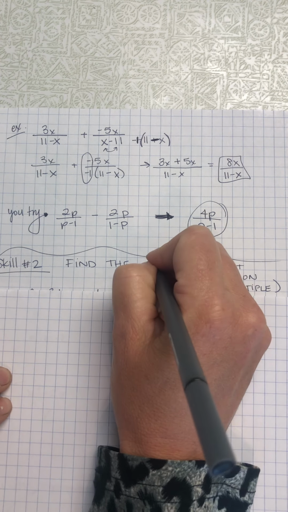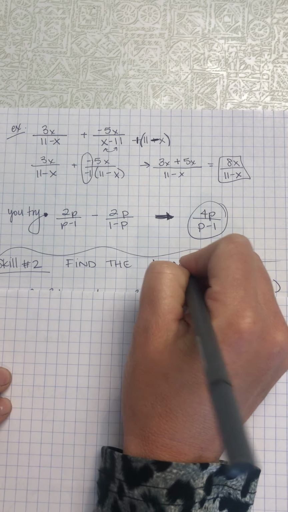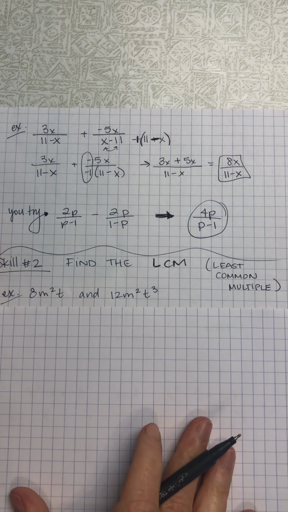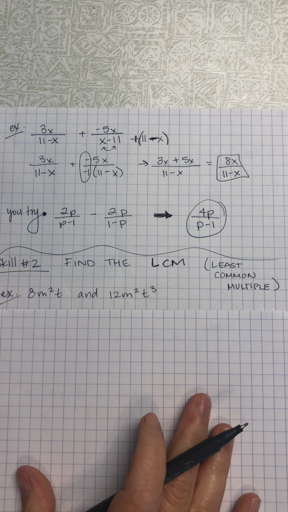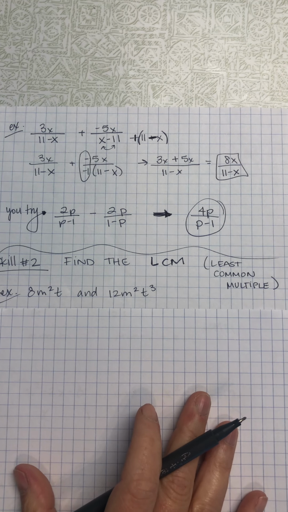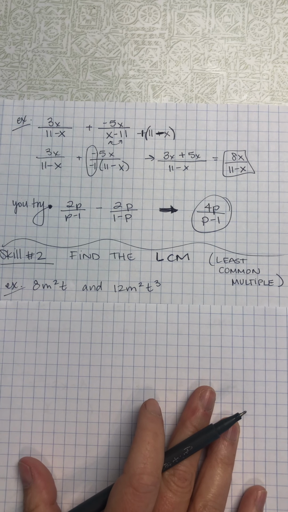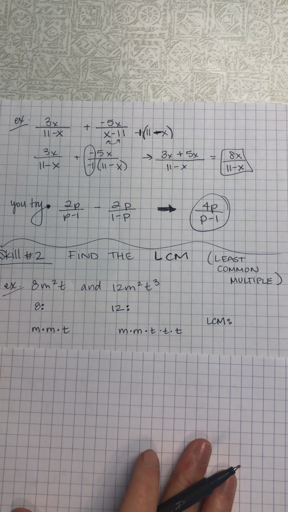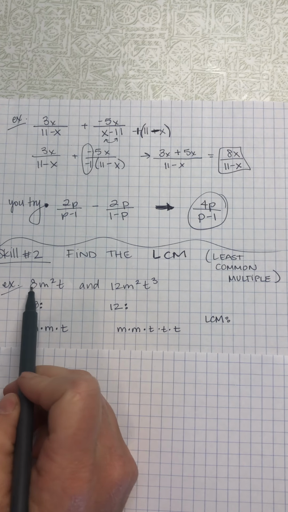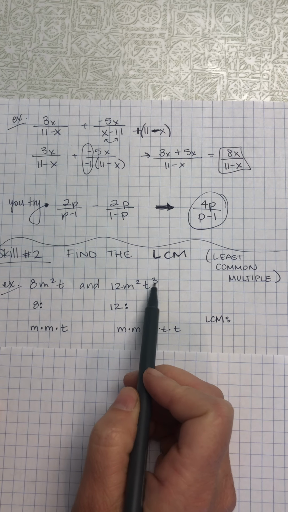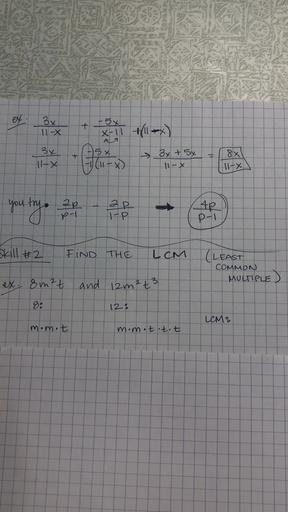I know in 5th or 6th grade, you were taught how to find the least common multiple when you had numbers. And it's not going to be different today, it's just not going to be simple numbers. We're going to be using trinomials and binomials and variables. So let's take a look at an example. If I have 8m squared t and 12m squared t cubed, I need to first factor it down.